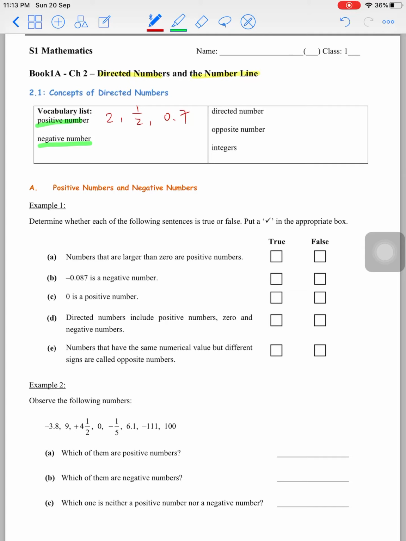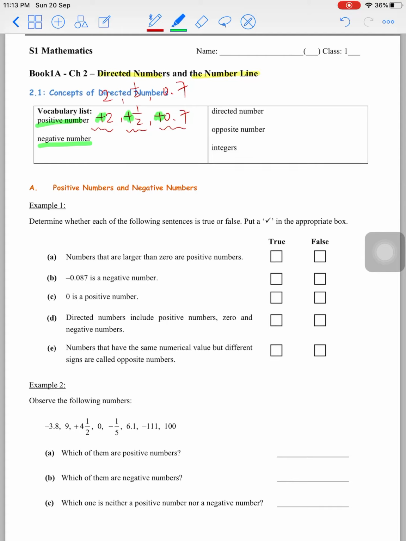Actually, in this chapter, if I want to emphasize it is a positive number, I will add the sign here. The sign I add is the positive sign. So this one I will read as positive 2. Actually, it is the same as 2. They are the same. And this one is positive 1 over 2, or you just write down 1 over 2. Both are okay. And this one is positive 0.7. You can write down 0.7. So this positive sign, you can either write it down or skip it. Both are okay. Both represent positive numbers.